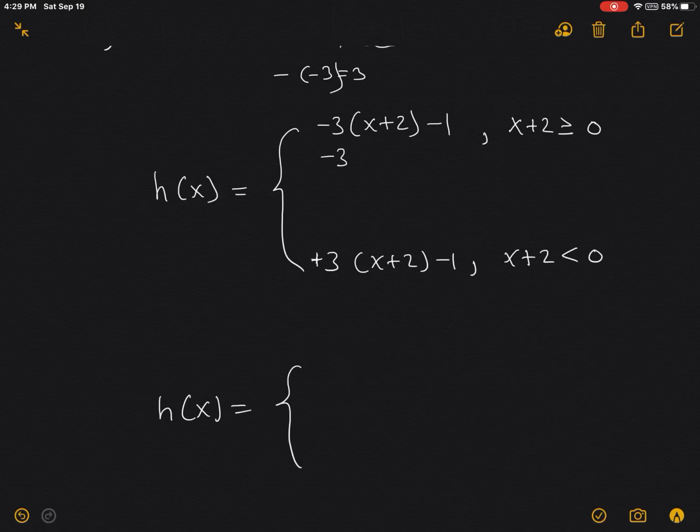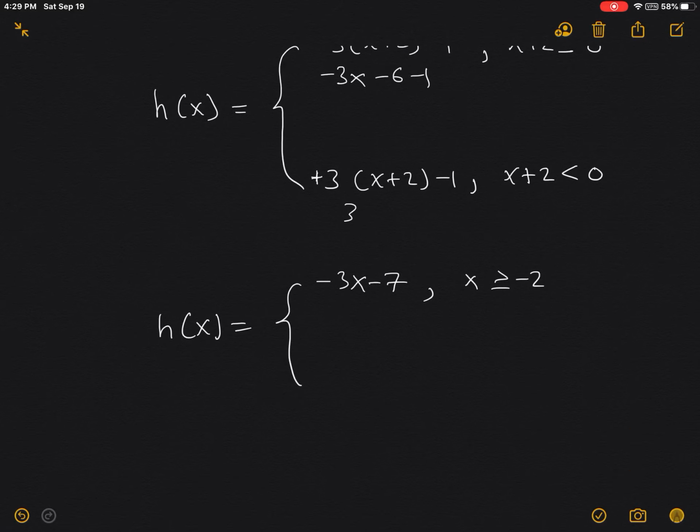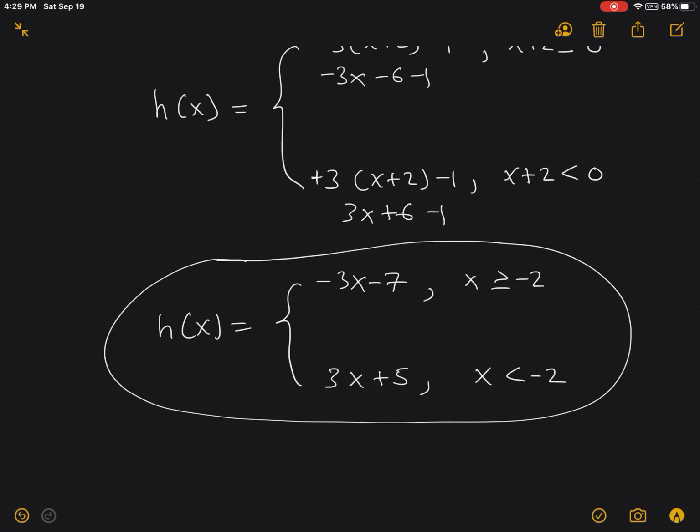Let me do some work here. Negative 3x minus 6 minus 1 will give me negative 3x minus 7. Over here, if I get x by itself, x is greater than or equal to negative 2. Distribute over here, you're going to get 3x plus 6 minus 1. That gives you 3x plus 5. x is less than negative 2. So this should be your final answer, and hopefully that was clear to you.